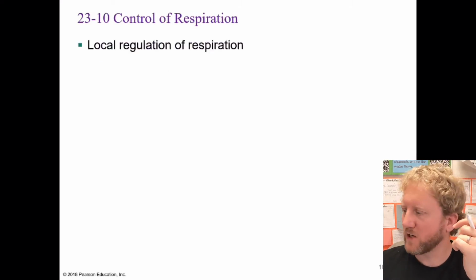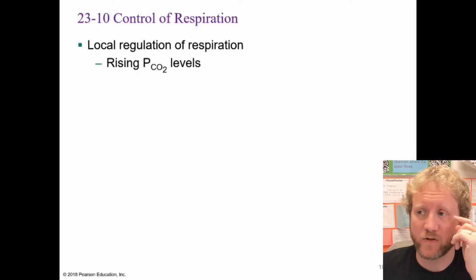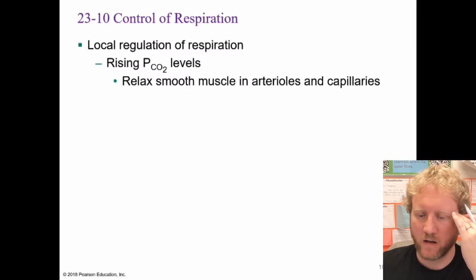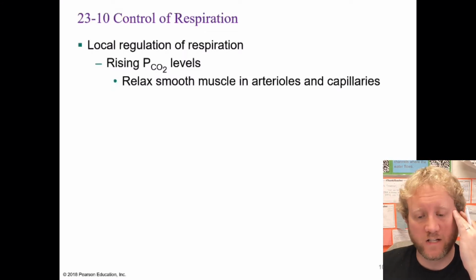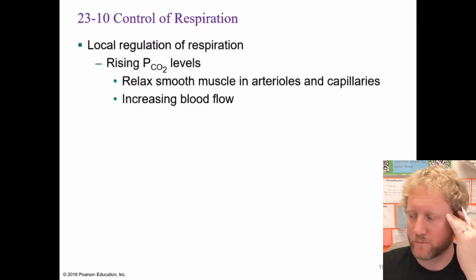So the local regulation is going to respond to rising carbon dioxide levels. So your activity level is starting to increase, so you're generating more carbon dioxide. Smooth muscles in the arterioles and the capillaries are going to relax. That's going to increase blood flow.